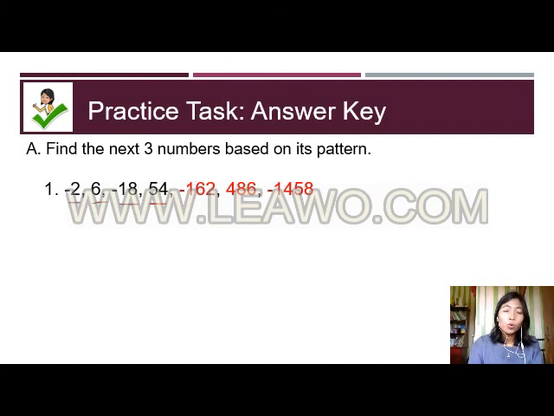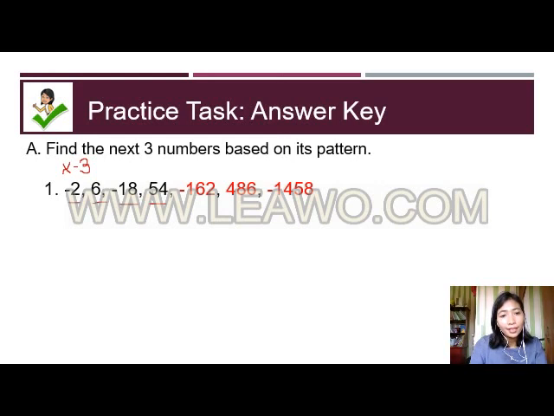okay? So, we should be able to generate here that to get 6, we multiply -2 by -3, okay? So, we multiply by -3, okay? So, -2 times -3, so that becomes +6. We apply the rules in multiplying signed numbers. Okay, so negative times negative, so we have +6.